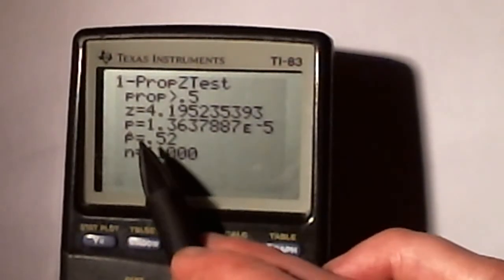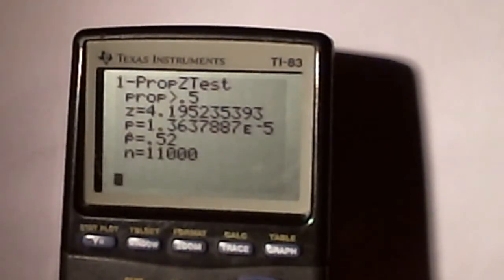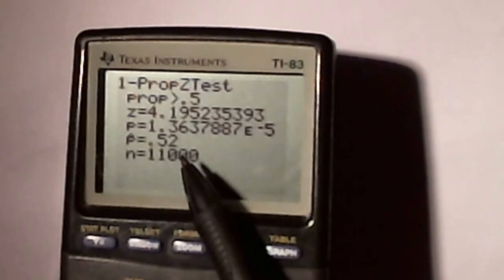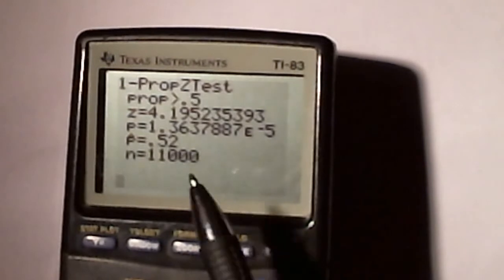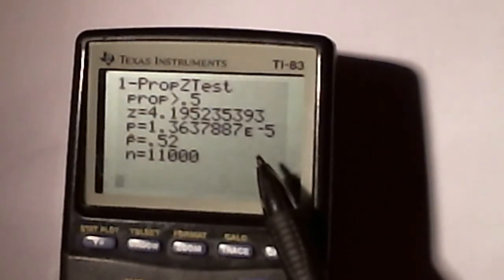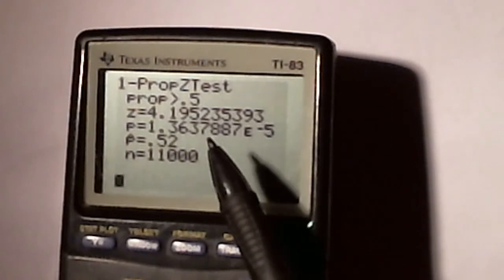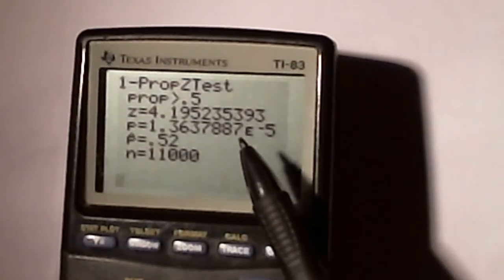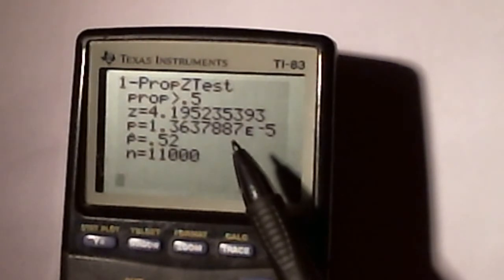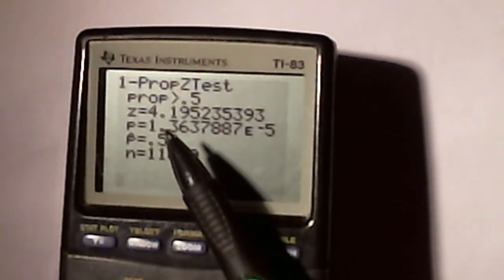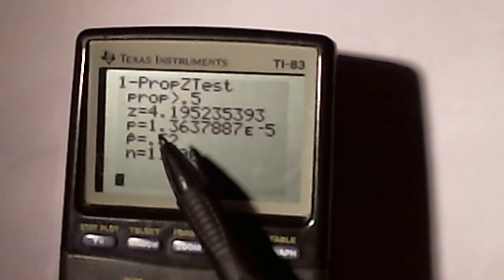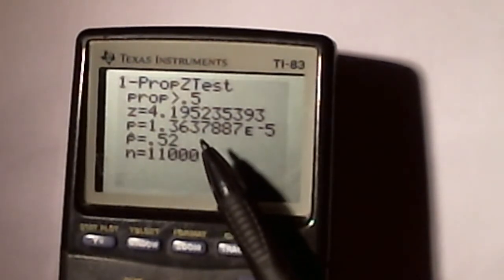Notice our test statistic, about 4.195. That's what we computed when we did the test manually. And our p-value is 1.36, but it's not 1.36, ladies and gentlemen. Remember, a p-value is a probability, and probabilities cannot exceed 1. If you look further to the right, you'll see e negative 5. That means times 10 to the negative 5. This number is in scientific notation form. So to put this p-value into decimal notation form, you'd have to shift the decimal point 5 places to the left, which would make this number 0.000136, which is extremely small.